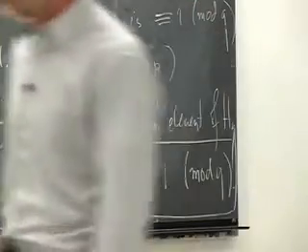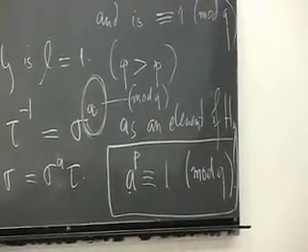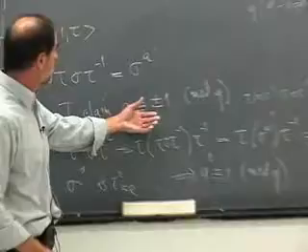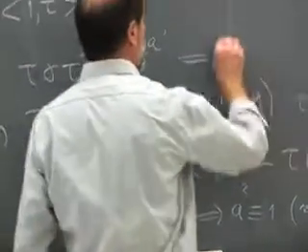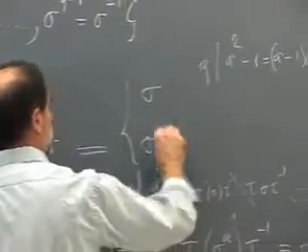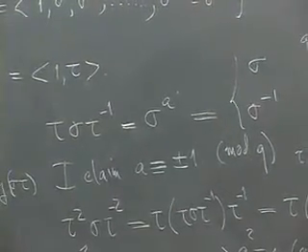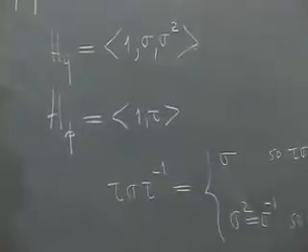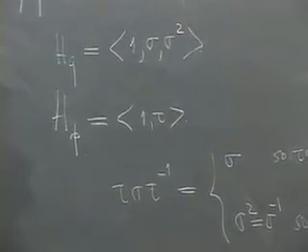So here, we see that a has to have its square 1. The only two elements mod q whose square is 1 are plus or minus 1. So we have two possibilities. It's sigma or sigma inverse. Just like it was here. If it's sigma, that says tau commutes with sigma.